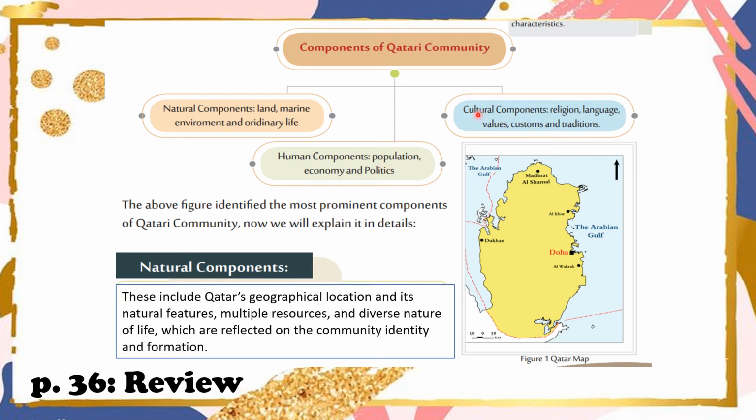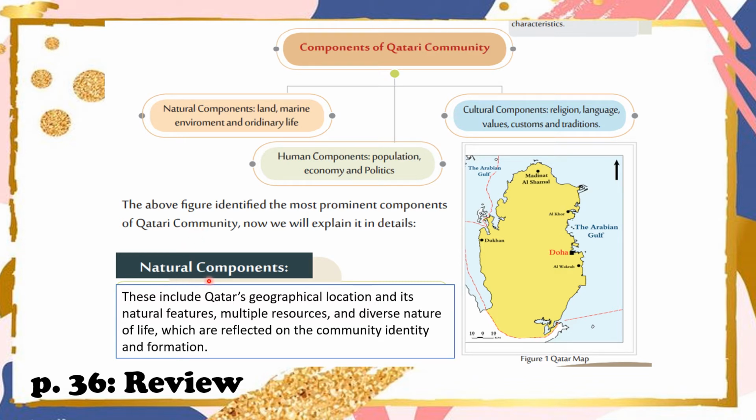Last, you have cultural components consisting of religion, language, and values, customs, and traditions, meaning the morals and also the practices that we have in the community, what we think, what we do, what we eat, and also what we wear. Now, the above figure identifies the most prominent or most important components of the Qatari community. We will be explaining them again one by one.